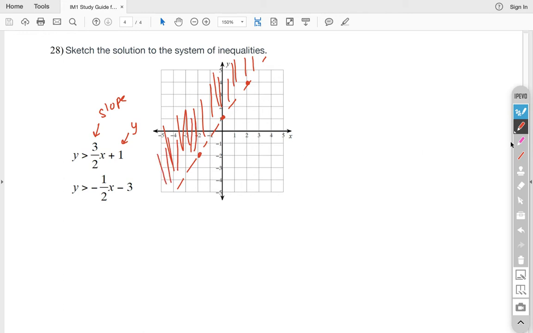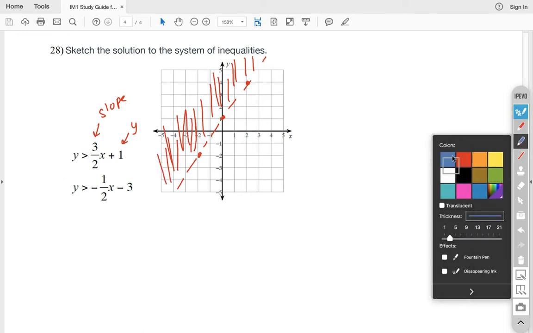All right, next one, let's change colors. Let's do blue again. All right, let's go to negative 3 and put our point, and we're going down 1 to the right 2. The reason why it's down 1 is because it's negative to the right 2. It's always to the right. So here's another point, down 1 to the right 2. Here's another point, down 1 to the right 2. This one's also going to be a dotted line. And this one is greater than, so it's above the line as well. All right, and then I can keep shading this above the line.